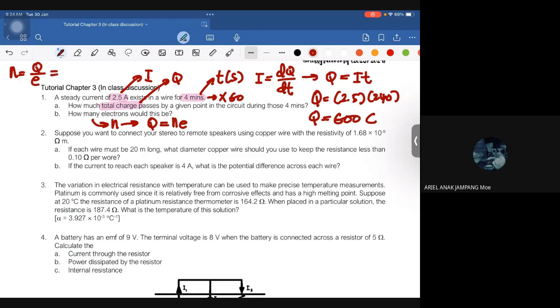Okay, so yang ini kamu akan just substitute. This is 600 coulomb. Lepas tu this one 1.6 times 10 to the power of negative 19. Then you will get the number of electrons to be equal to 3.75 times 10 to the power of negative. Oh, salah. To the power of 21 electrons. Okay. Boleh? Question 1.